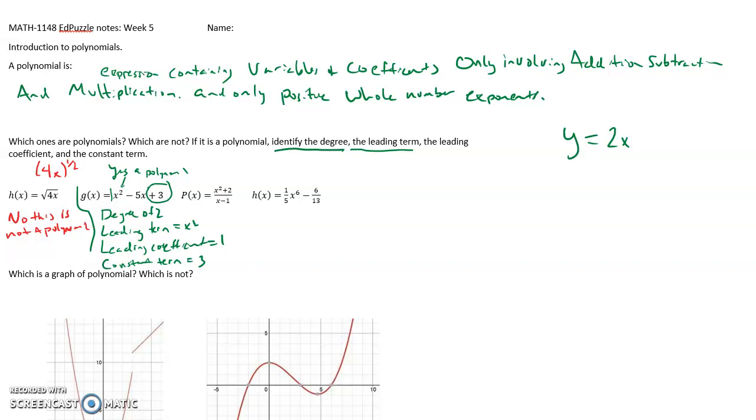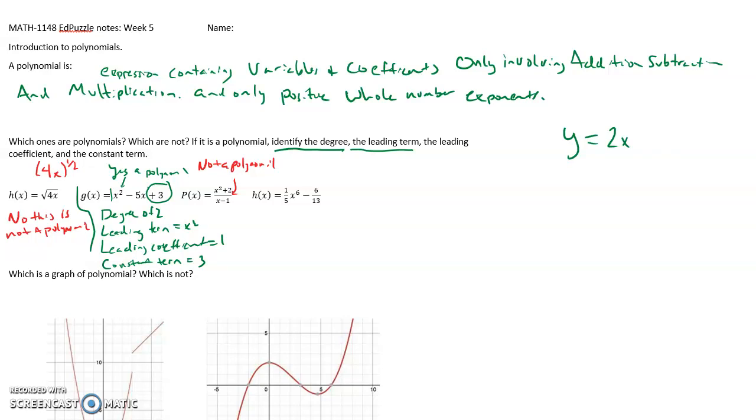All right, let's take a look at this next one. x squared plus 2 divided by x minus 1. You can see that this has division in it. Division is not allowed; a polynomial only involves addition, subtraction, and multiplication. So this is not a polynomial. This is actually called a rational expression.